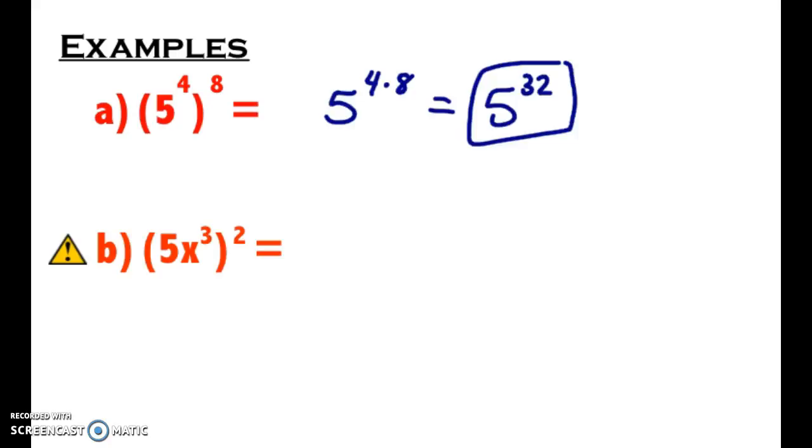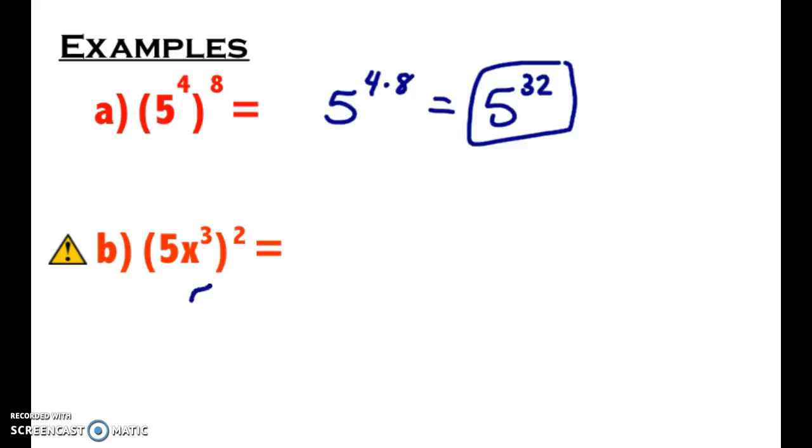Okay, B, I put this caution symbol here because this is an error that people make a lot and something you really want to watch out for. So this time I have 5x cubed all squared, and it's pretty common for people to write 10x to the 6th here, but I want you to think about what actually happens here.